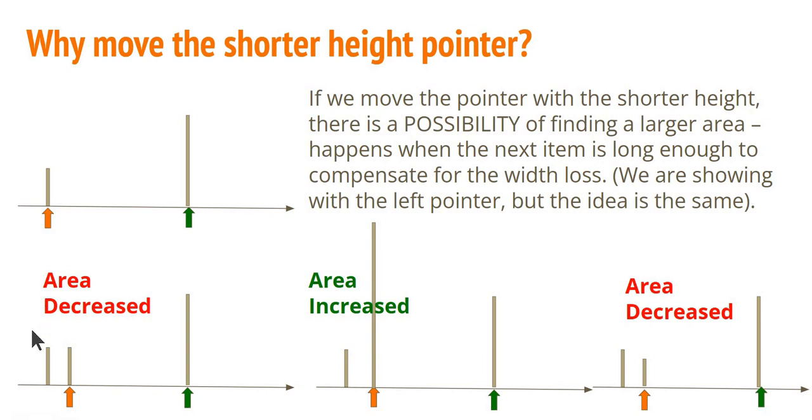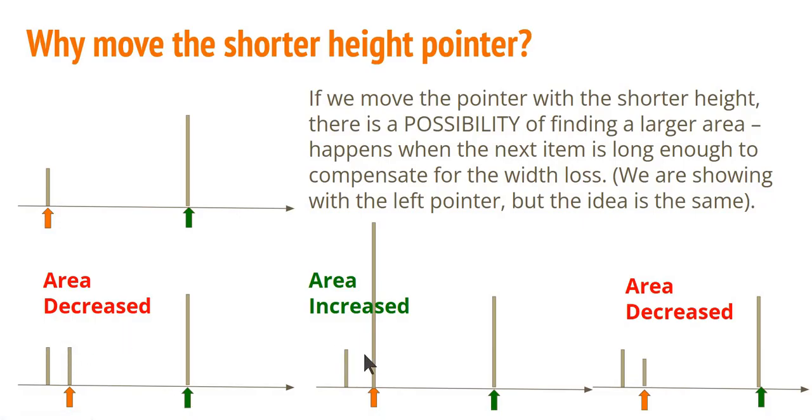For example, let's say this was the situation. So I move my left pointer. It turns out that these two are of equal length. Well, I know that the area has decreased because the area is a function of the minimum of these two. That did not change, but the base changed. So basically the area has decreased in this case.